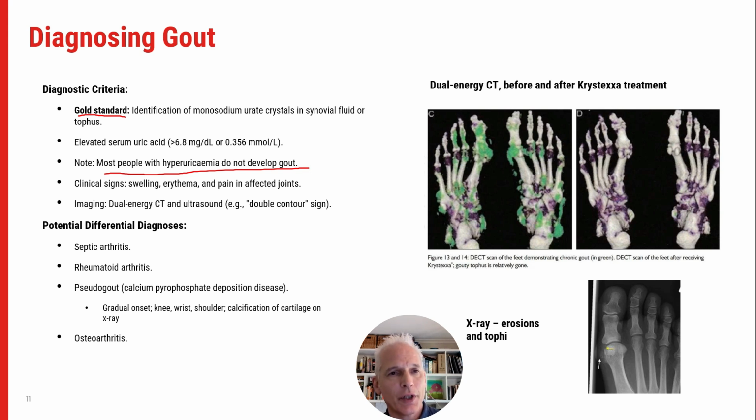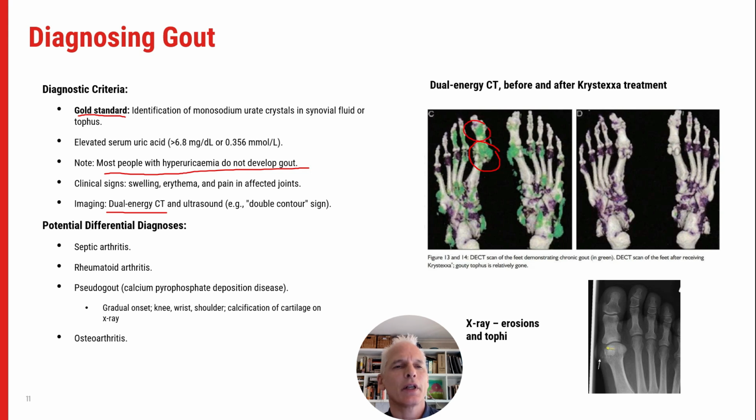Now you can do imaging, and there is a relatively new type of imaging. It's been around for a while in research, but it's now becoming available in a clinical situation, and that's called a dual energy CT scan. Dual energy CT scans are wonderful things because, as you can see on this picture here, it will actually show up the monosodium urate around the joints.